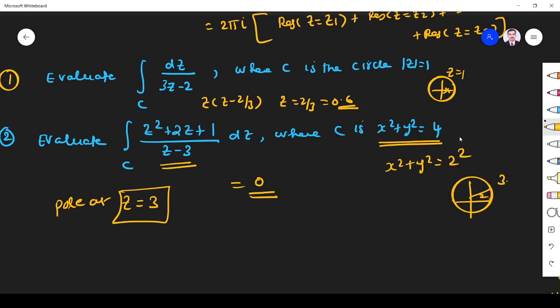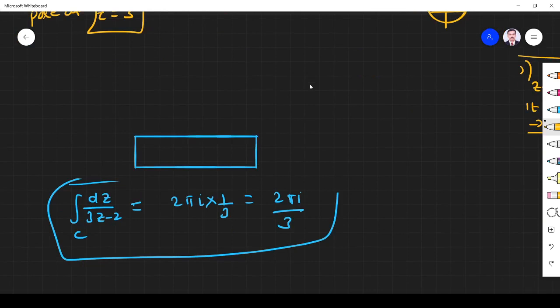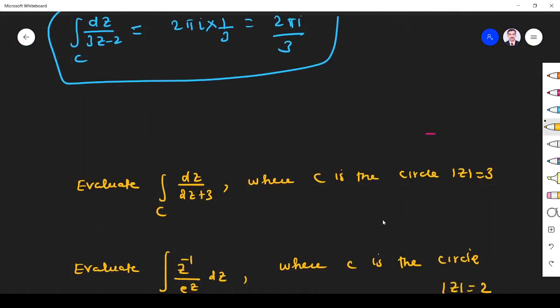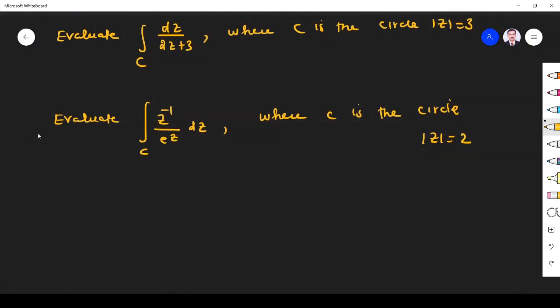Right? So the first step is you have to check whether the pole is lying inside the curve. Here the curve is a circle. Here also the curve is a circle. Don't think that it is only x squared plus y squared. That is equal to the circle mod z is equal to 2. Like that. Right? So they have twisted. Next question. This is the third question.